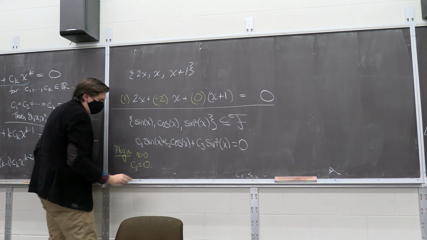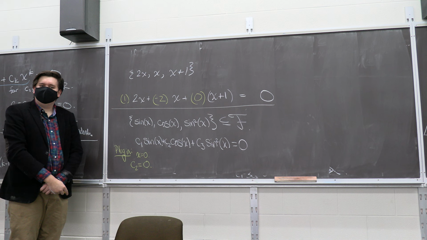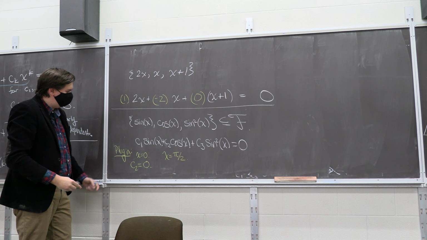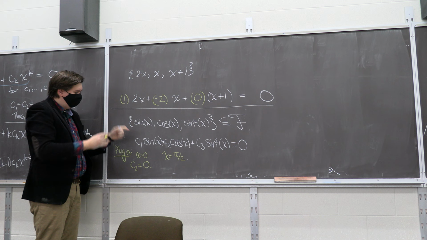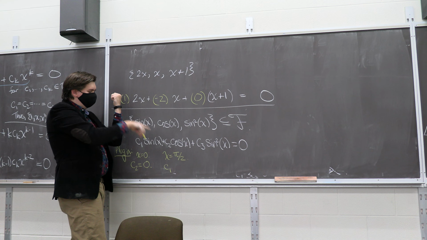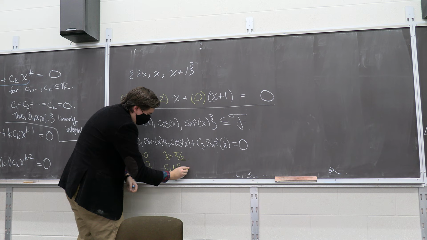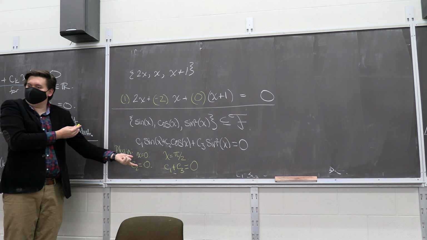What else might we plug in? Pi over 2. Great. Let's plug in pi over 2. Let's see what we get now. Now at pi over 2, the top of your unit circle, sine is 1. So you have a C1 that remains here. C2, well, cosine becomes 0 at pi over 2, so this vanishes. And here, you still have a 1, and then you have 1 times C3, so it's C1 plus C3 is 0. Okay, here's two expressions. I don't see any contradictions yet. Anything else we should plug in?